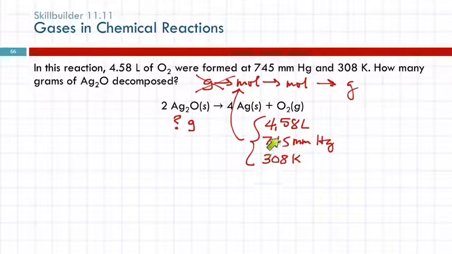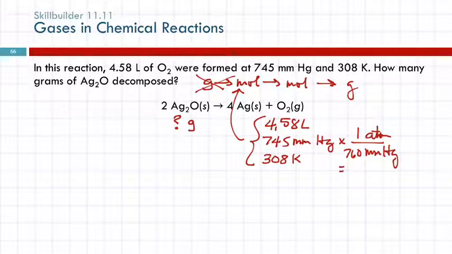So how are these units? Are they okay for the ideal gas equation? Two of them are. Is millimeters of mercury going to work out with atmospheres? No, we're going to have to convert that one. So we need atmospheres, and we've got millimeters of mercury. So it's 1 atmosphere per 760. So 745 divided by 760 is 0.98026 atmospheres.